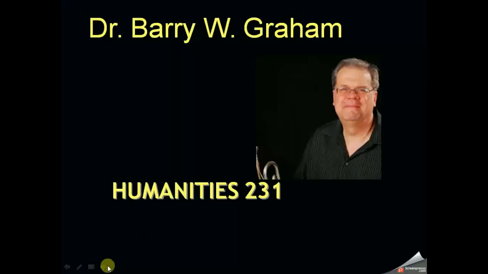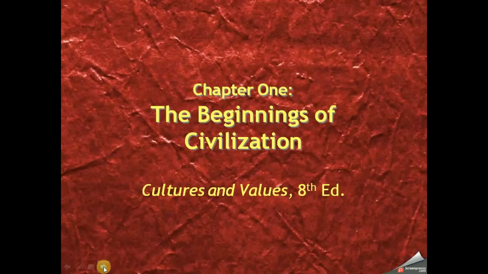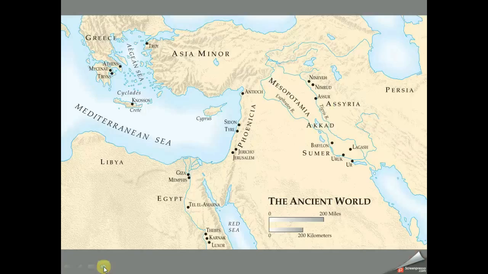We begin with Chapter 1 of your Humanities textbook, Culture and Values, 8th edition, The Beginnings of Civilization. We'll look at a geographical overview of this. In ancient times, countries that today would be called Iran and Iraq, over in this area to the right of the map, were referred to as the Assyrian Empire, the Babylonian Empire at various times, the Akkadian Empire, Sumer, Mesopotamia. We also look down here at what would today be called the Holy Lands.